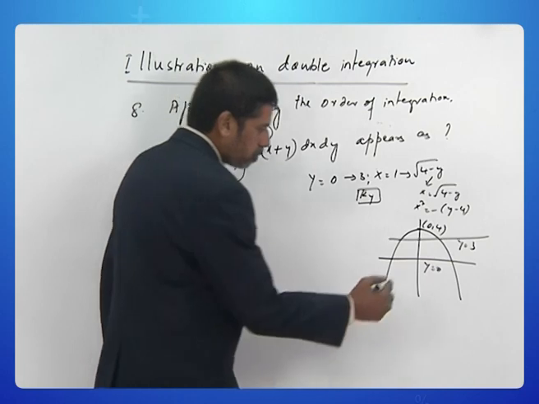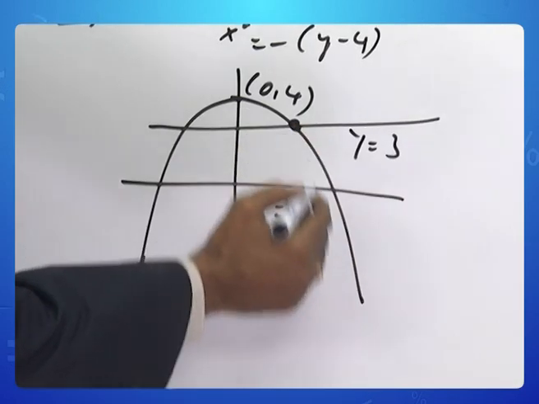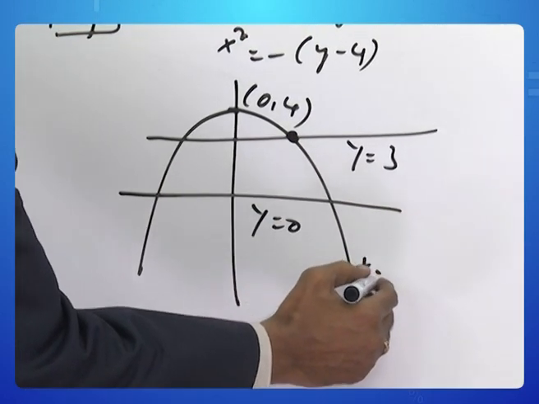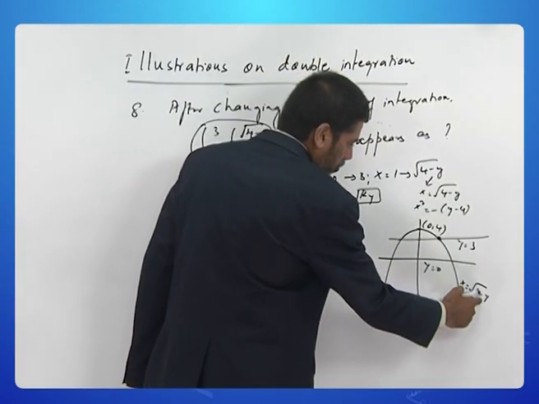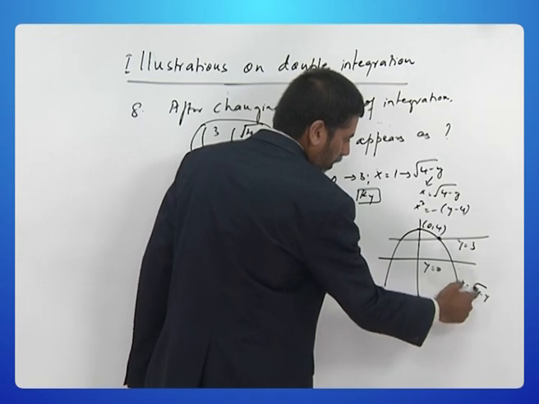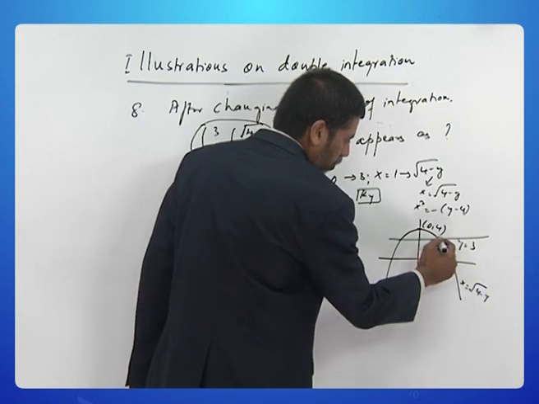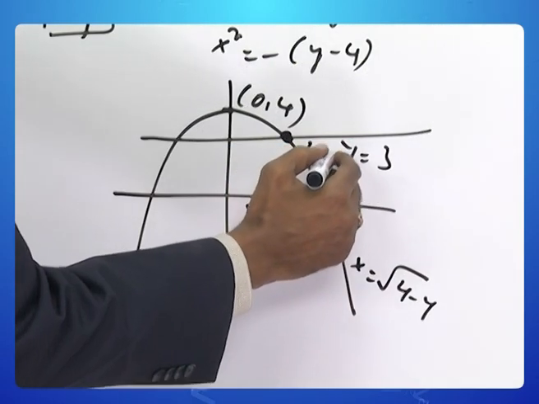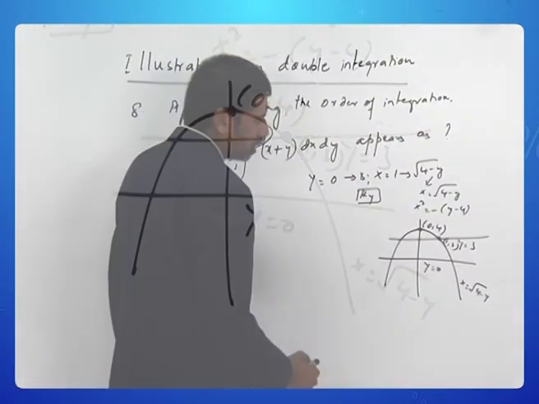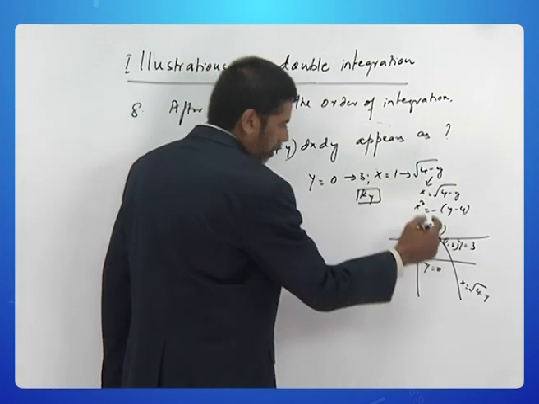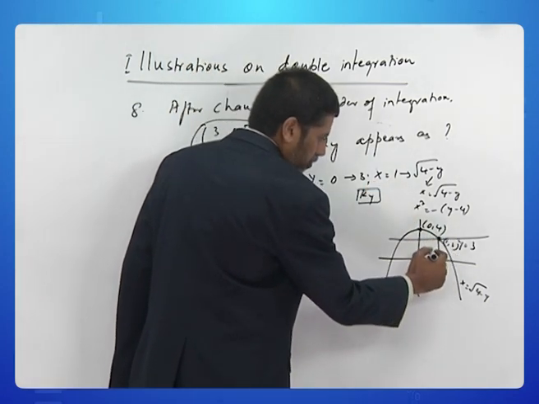Then this point of intersection has to be found. This equation is x is equal to square root of 4 minus y. So when y is equal to 3 substituted here, you will get x is equal to 1. Therefore, this point is 1, 3. This is 0, 4, this is 1, 3. So, x is equal to 1 should be that line.